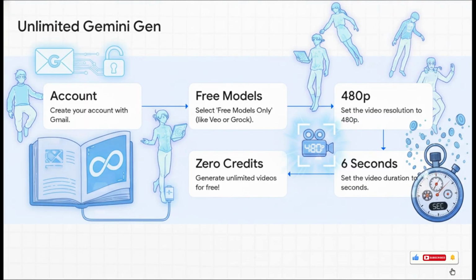Okay, listen up, because this next part is super important. This is the secret sauce right here. To get that sweet, unlimited access, you have to follow these steps exactly. After you sign up, make sure you hit free models only. Then, and this is the real trick, set your resolution down to 480p and the duration to 6 seconds. You'll see the cost literally drop to 0 credits. That's it. That's the key to unlimited generations.